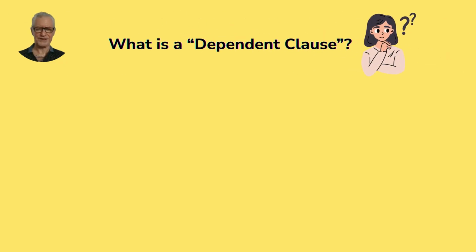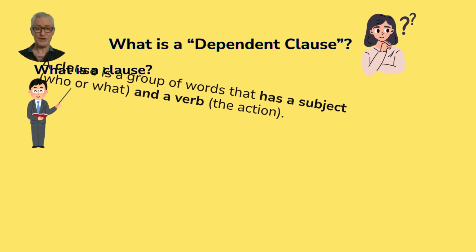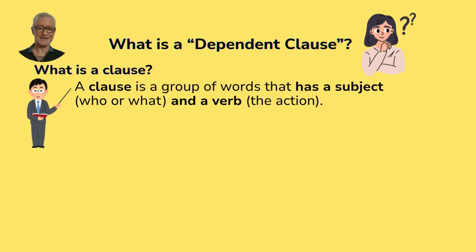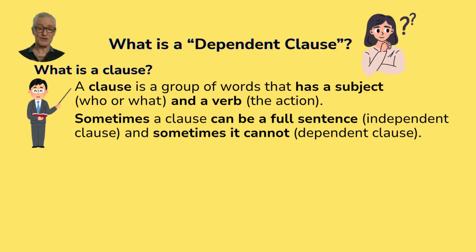So what is a dependent clause? Well, let's start off by looking at what is a clause. A clause is a group of words that has a subject, that's who or what, and a verb, that's the action that who or what does. Sometimes the clause can be a full sentence. This is called an independent clause because it makes sense on its own. When it stands alone, it makes sense.